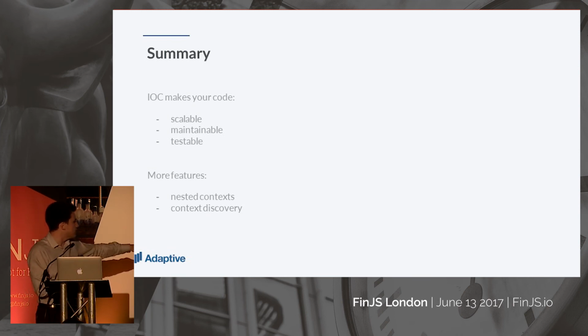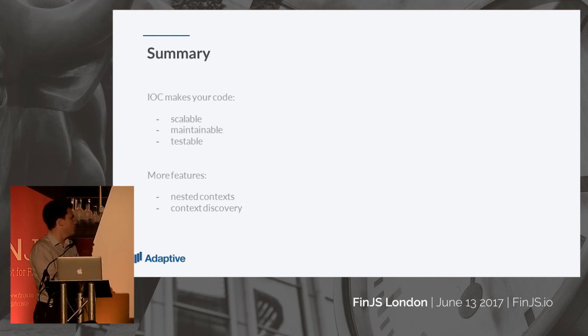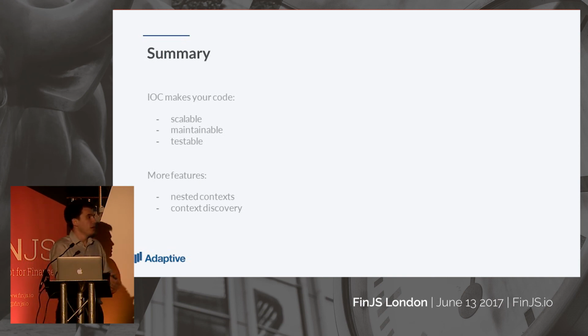There are many more features in the inversion of control container pattern that you might be interested in. So there's nested context, where you have multiple layers of context, defining dependencies on the global side, in global space. You have nested context, which reads dependencies from the parent context. There's context discovery, where you would create an instance of your UI component and it will find the closest context, resolve the dependency, and basically work with it.